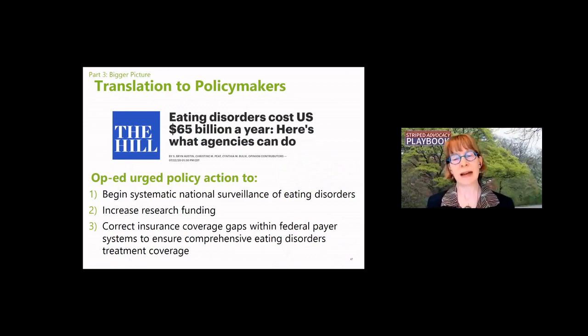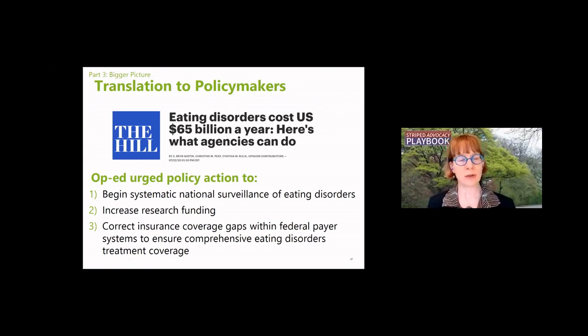Key findings and policy actions, we laid it out very clearly for policymakers. Begin systematic national surveillance of eating disorders. You know how the government will collect, we have lots of public health surveillance tools, as they call it, or surveys, collecting data on how many people are smoking or have they quit? Do they wear their seat belt? Are they eating fruits and vegetables? All these kinds of things the Centers for Disease Control and Prevention collects now. Well, they don't collect anything about eating disorders. Even though eating disorders are among the most deadly of any mental health condition, the CDC is not collecting data on eating disorders. We want that to change.